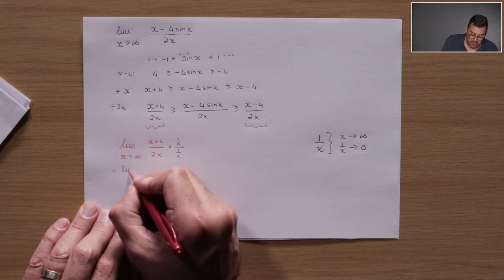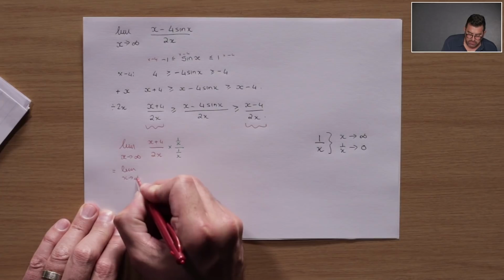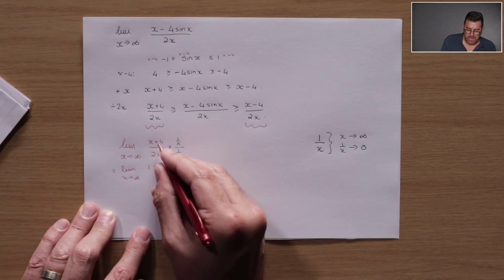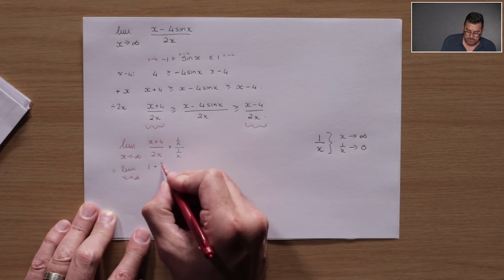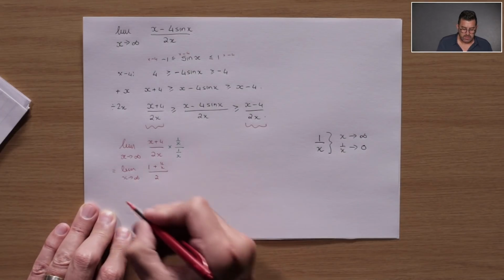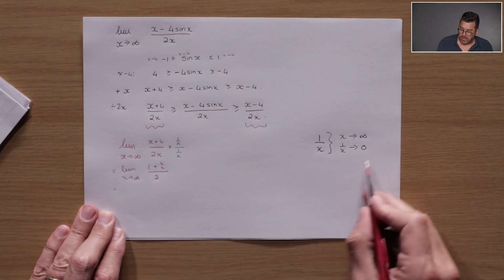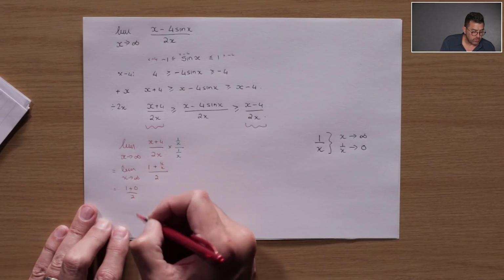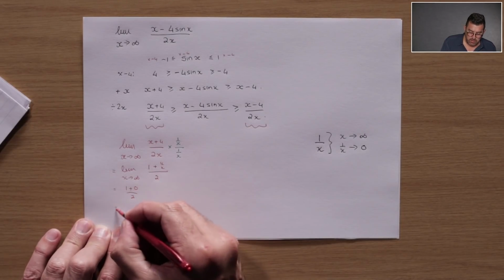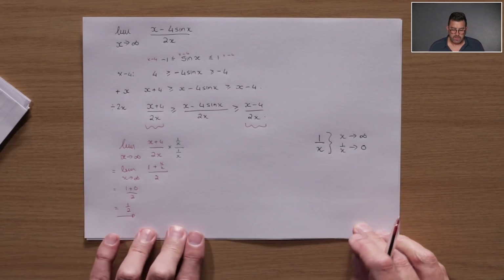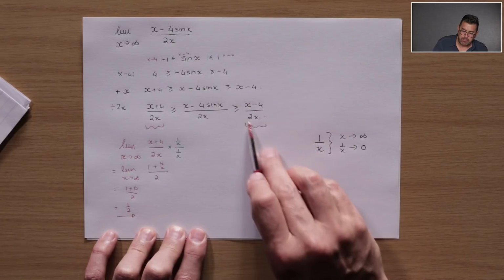Okay, so that becomes the limit when x approaches infinity. I have x times 1 over x is 1, plus 4 over x. Bottom simply becomes 2. Now look at the beauty here. I'm applying this rule, so I've got (1 plus 0) over 2, and that leaves me with a quite comfortable 1 over 2.